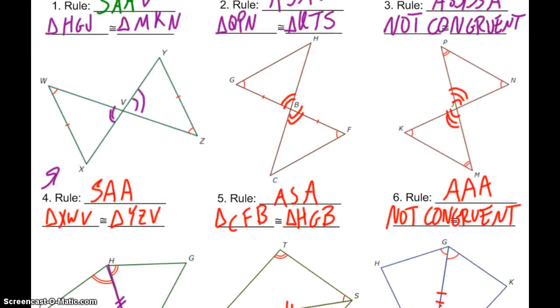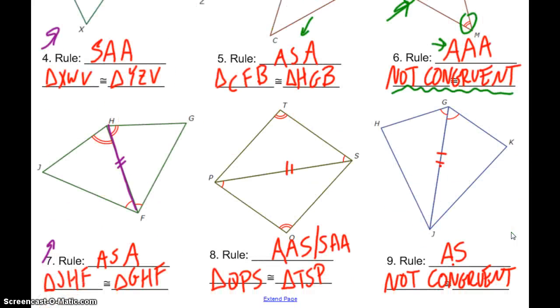Here are the answers to 4, 5, and 6. Important things to watch out for are that you're writing ASA here because the side is in between the two pairs of angles. Watch out for number 6. All you've got is 3 angles, so angle, angle, angle, which is not one of the congruence theorems. Those are not rigid triangles, so not congruent.